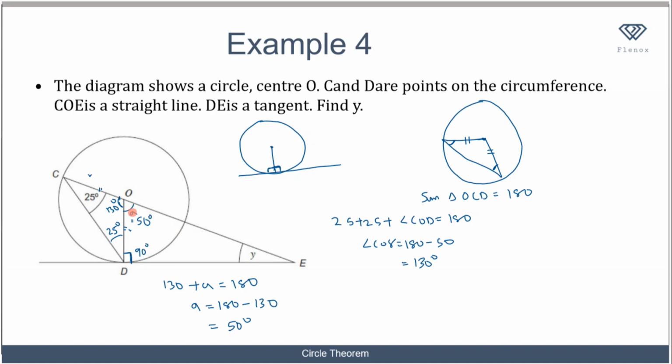So I know this angle, and I'm asked to find y. I know that the sum of angles in a triangle is 180 degrees. So I can say that 50 plus 90 plus angle y must be equal to 180 degrees. So 50 plus 90 is 140, then plus y must be equal to 180. So y is equal to 180 minus 140, and the value of y is 40 degrees. So this angle over here is 40 degrees.